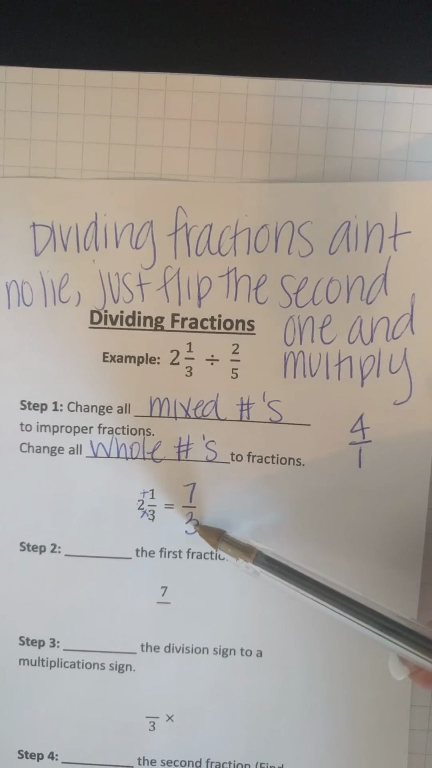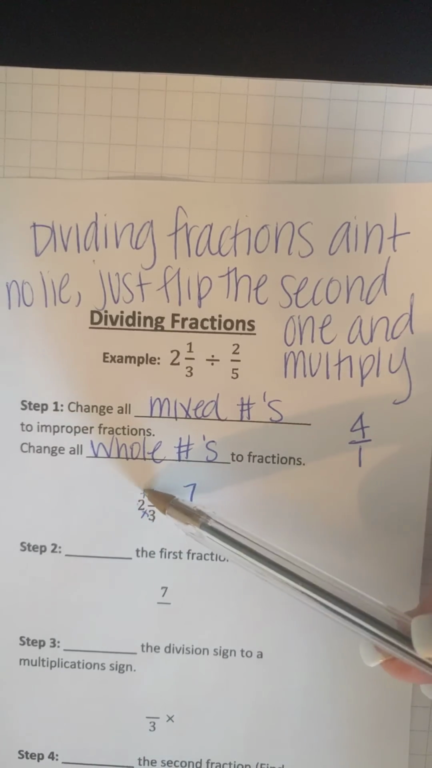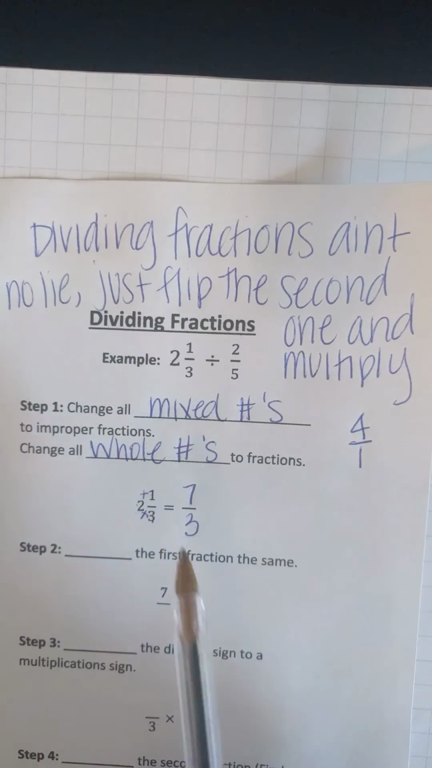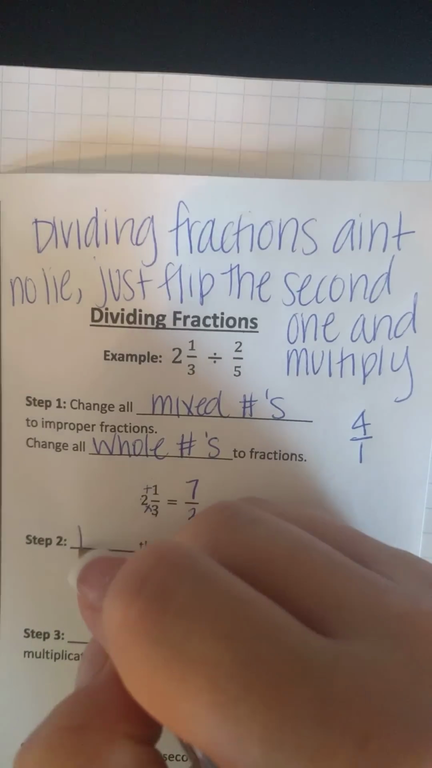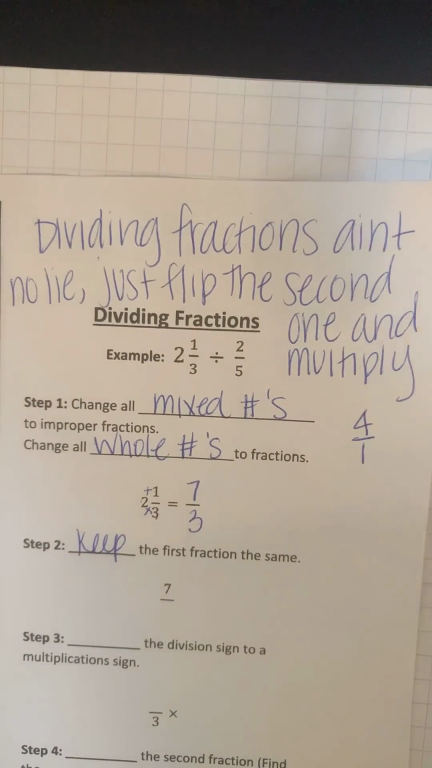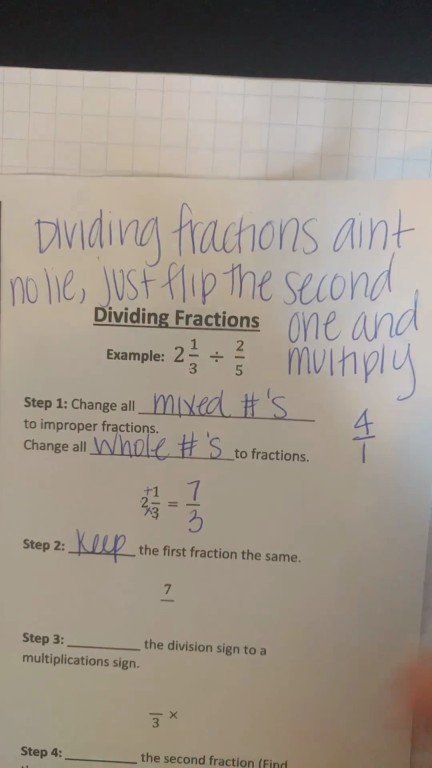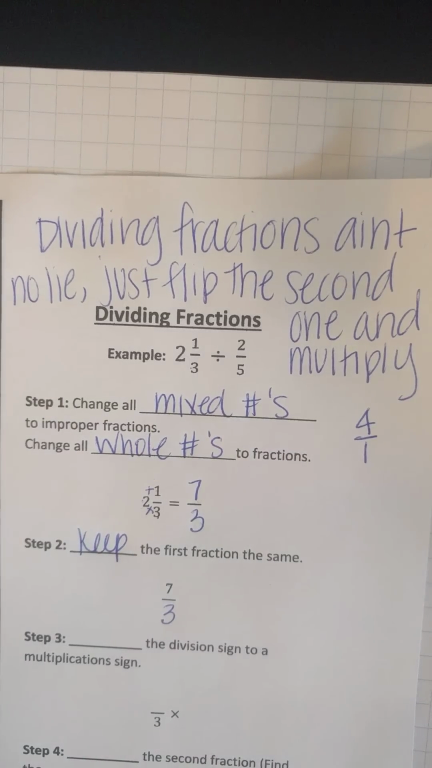Okay, this is how you change a mixed number to an improper fraction: multiply, then add. So after we've done that, we're going to keep the first fraction the same. Here's my first fraction, 2 1/3, we changed that to 7/3. We're going to keep it the same.